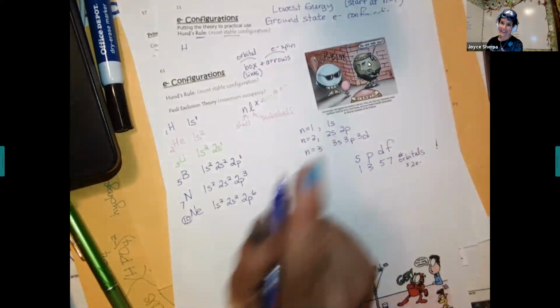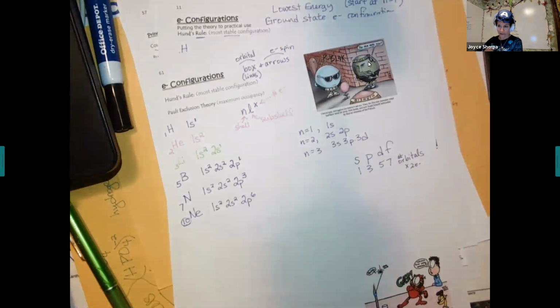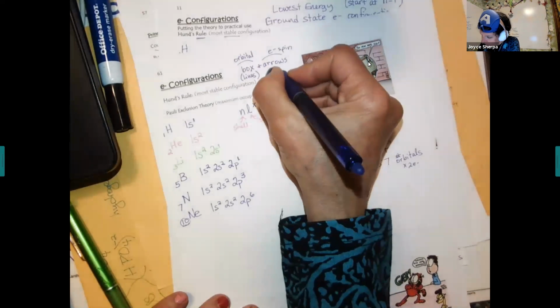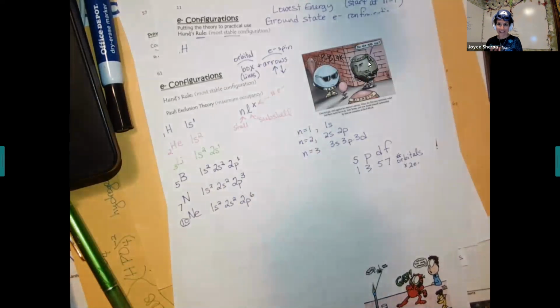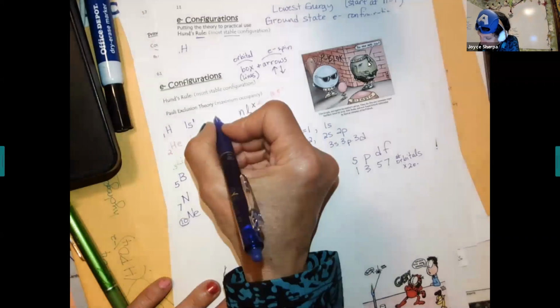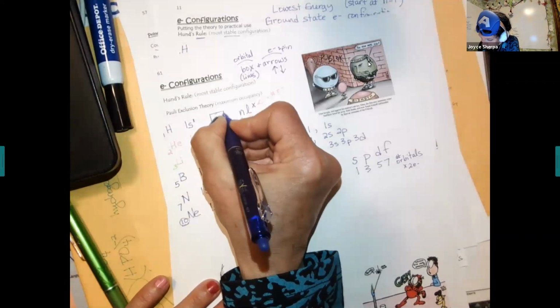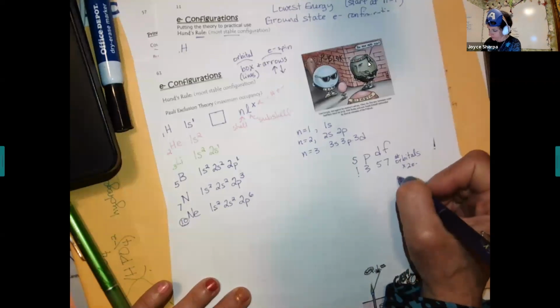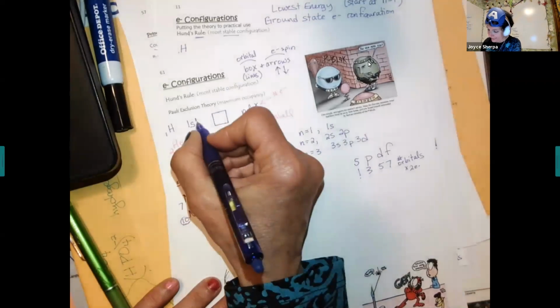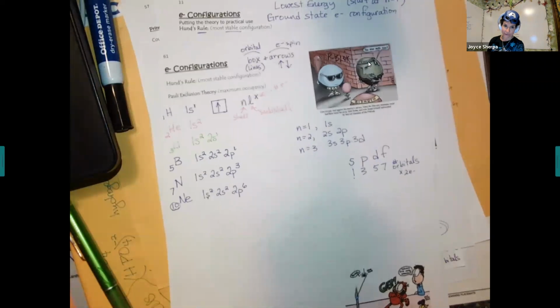The arrows are going to either be an up arrow or a down arrow. You don't go sideways. So you can either spin up or spin down. It's designated clockwise or counterclockwise. It doesn't matter what direction it's spinning. It's just if they're in the same orbital, they spin opposite. So if you like to do boxes, you make a box. So s has 1 box. The number of orbitals is our number of boxes or lines. And then we show our electron spinning.